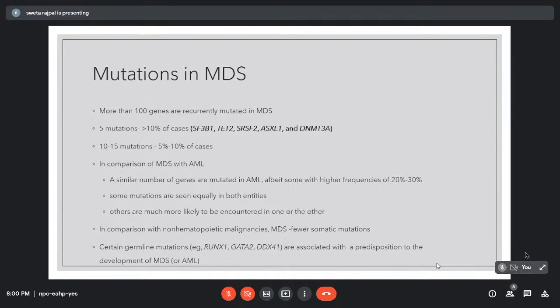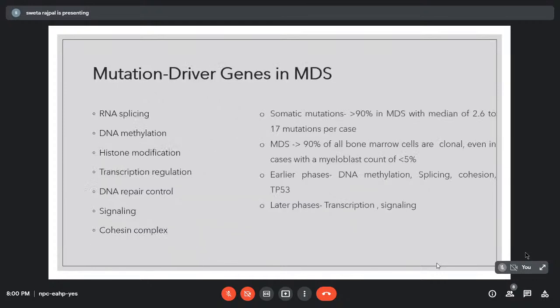These mutations are not specific for MDS. They can also occur in other myeloid neoplasms, including AML. But having said that, some mutations can be present in a higher range in MDS, and some can be increased in AML. We will be describing that in further slides. In comparison to non-hematopoietic malignancies, MDS has fewer somatic mutations. We also know that certain germline mutations like RUNX1, GATA2, DDX41 are associated with predisposition to development of MDS or AML.